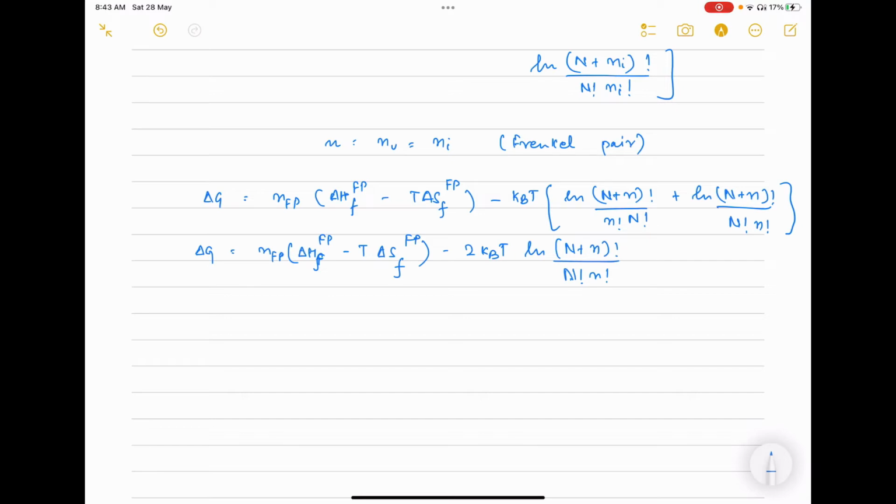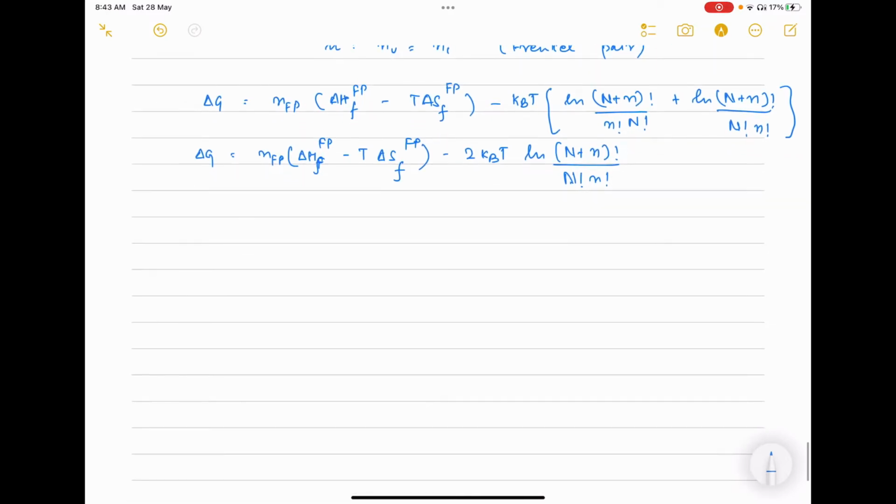So to see the equilibrium number of Frenkel pair defects, we differentiate this delta G with respect to n. So del of delta G by del n becomes delta HF Fp minus T delta SF Fp minus 2 kBT del by del n into ln N plus n factorial divided by capital N factorial into small n factorial. Okay.